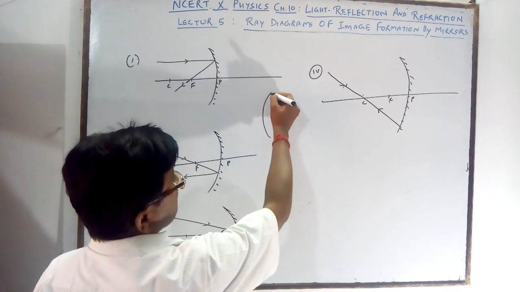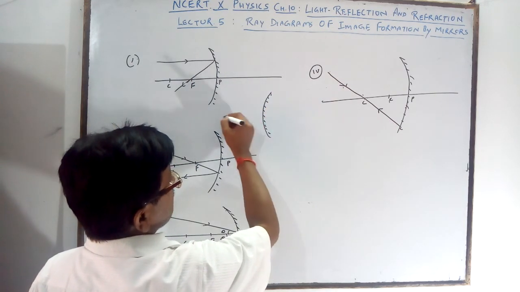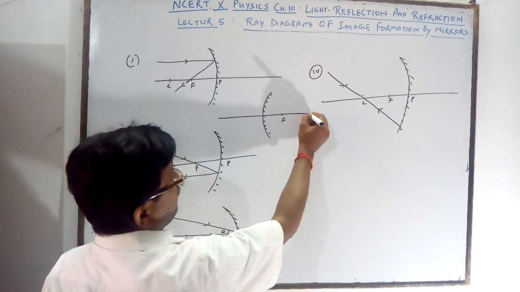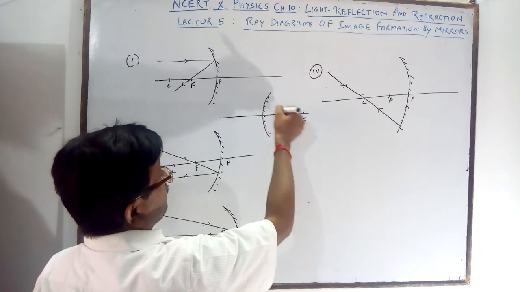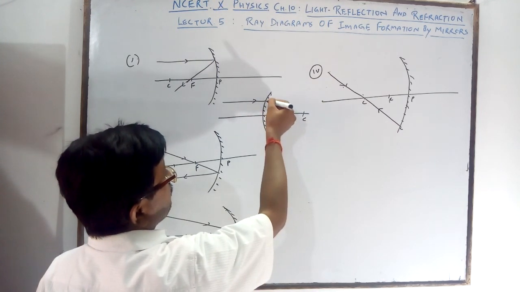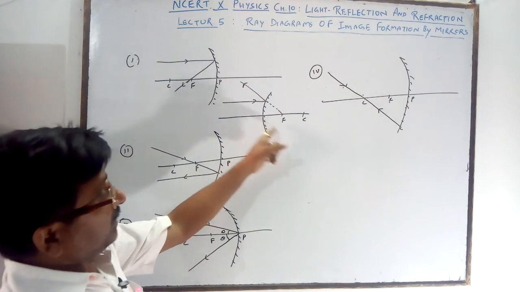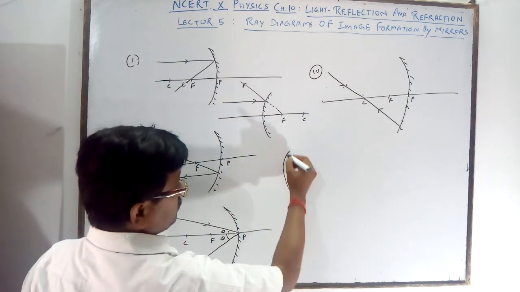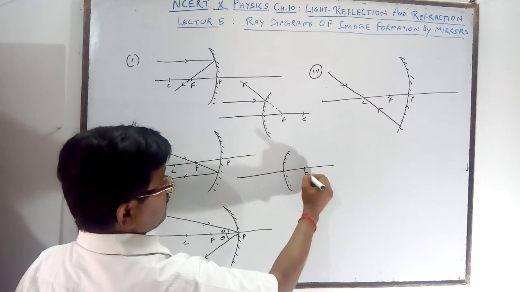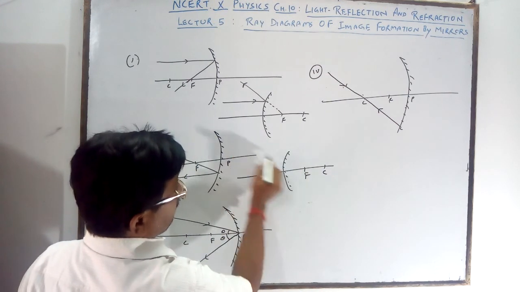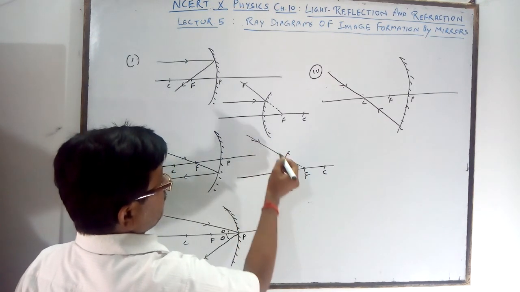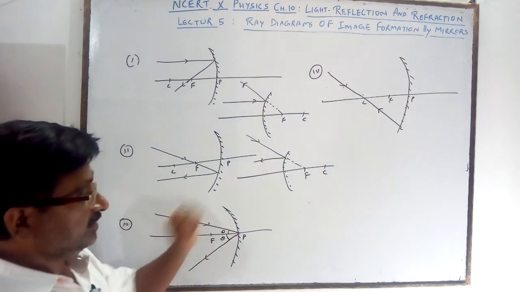When you take the convex rays, then partially it will be so. All the three conditions will be here, F and C. A ray which is parallel to the principal axis passes through the focus, partially. For convex and concave, the focus is on this side. A ray, after reflection, will pass through like this.